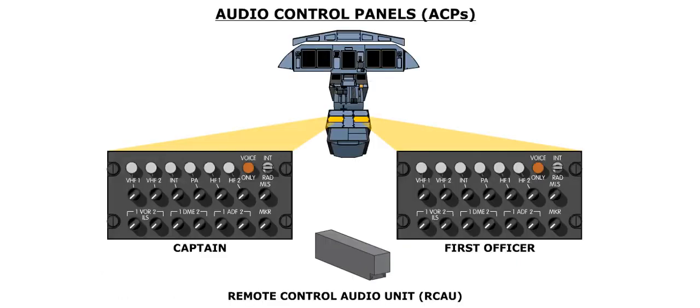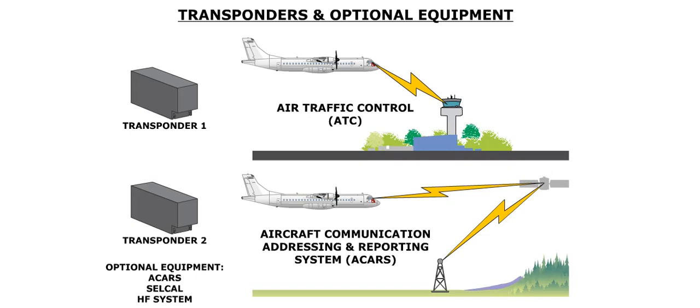The flight crew communication system primarily consists of two audio control panels, located on the center pedestal, and the Remote Control Audio Unit, or RCAU. The aircraft incorporates two transponders. Optional communication equipment consists of ACARS, or Aircraft Communication Addressing and Reporting System, SELCAL, or selective calling, and an HF system. ACARS is a digital data link system used for transmitting short, simple messages between an aircraft and a ground station, via satellite or radio.